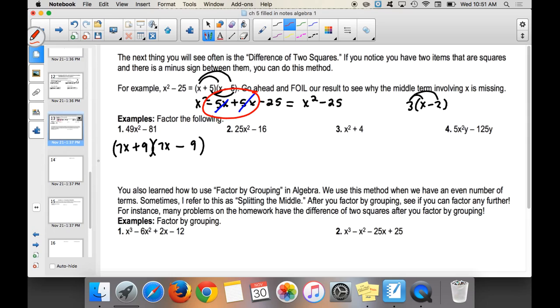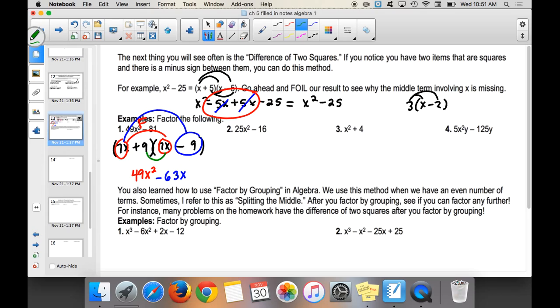Okay, let's FOIL it out and check. So let's do the double distributive property, right? So we're going to take the 7x times 7x. What do we get when we do that? We get 49x squared. That was our first term, right? First. Outer, our outer terms are here. So 7x times negative 9. Not 81. Negative 63x. Not there yet. All right, and then I have 9 times 7x.